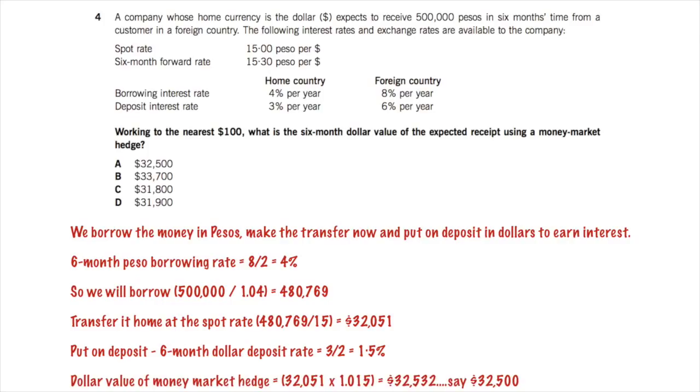Add that on, and we get 32,532. So add on 1.5% for the interest, 32,532, say 32,500, which is answer A. So that question relied on you being able to do those calculations quickly, and you should be able to do that if you practiced enough. If not, make sure you go back and review this area, because although it looks technical, it's actually very easy once you've done a few of them, because they're basically all the same.